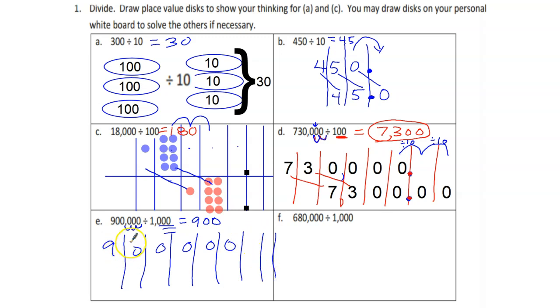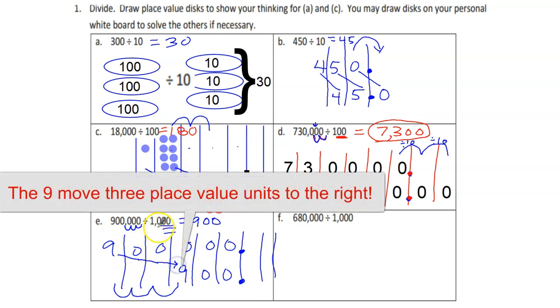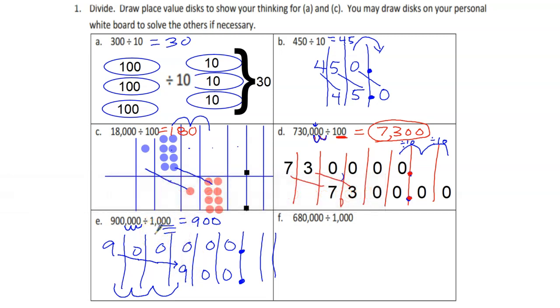Actually, we need another one here. And we could say, well, I know this is going to move over 3 places, so divide by 10, divide by 10, divide by 10. If my decimal's here, it's going to look like this. Divided by 10, divided by 100, divided by 1,000. All right, so my 9 moved over 1, 2, 3 place value units, because every divide by 10 or base 10 would be one movement on a place value chart to the right.